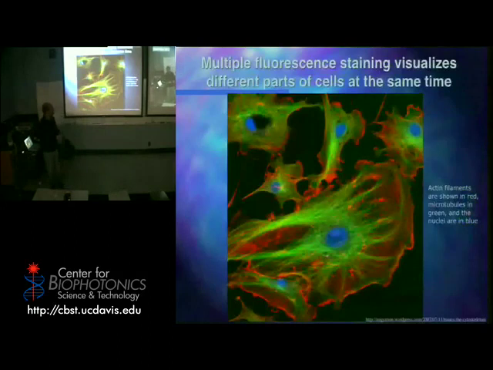So, to give you an example, here, actin filaments are shown in red. They've been labeled with a red fluorescing protein, microtubules in green, and the nuclei are in blue. So when you see these pretty colored pictures of cells, what they've done is they've selectively labeled different parts of them. Okay? So they can emphasize those parts.